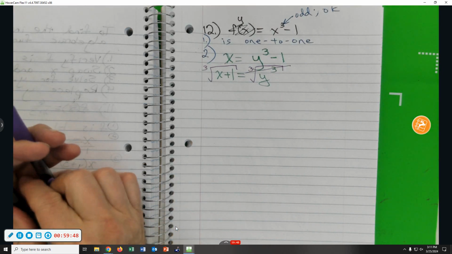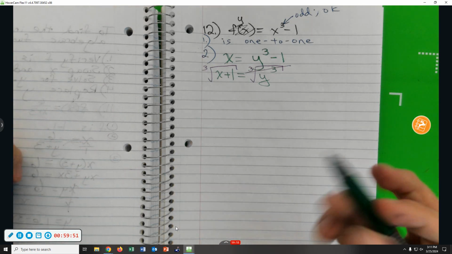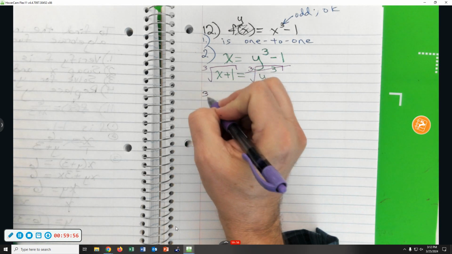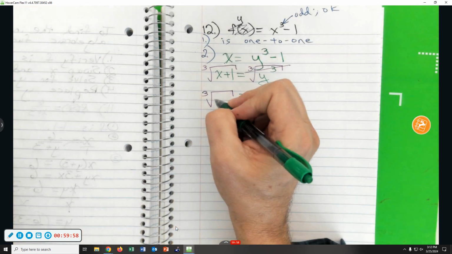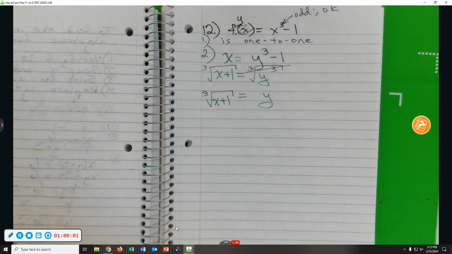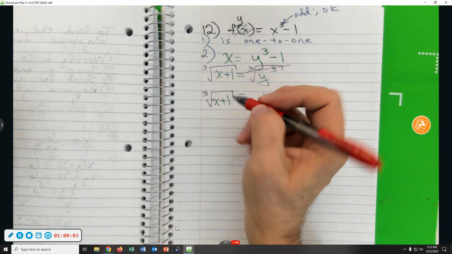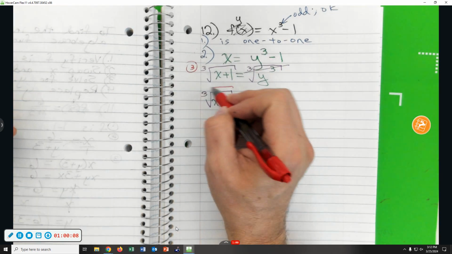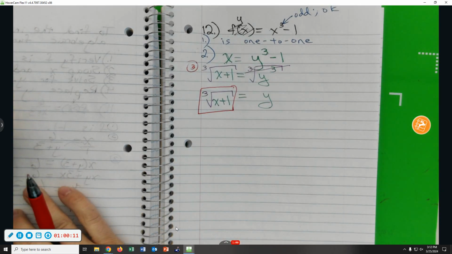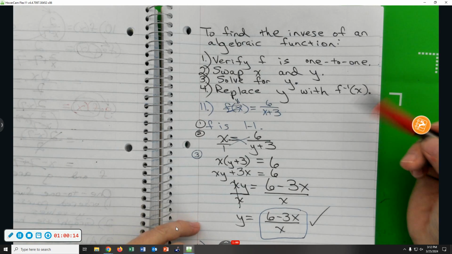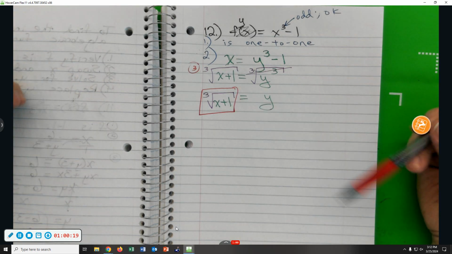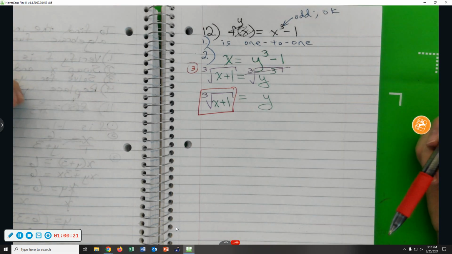So what have we got left on the right-hand side? Just y. And on the left, we have that cube root of x plus 1. Now, this was step 3 when we were solving for y. There's your answer. I'm not even going to bother with the fourth step. I'm just going to say, there it is. The thing on the other side is your answer. Any questions there?